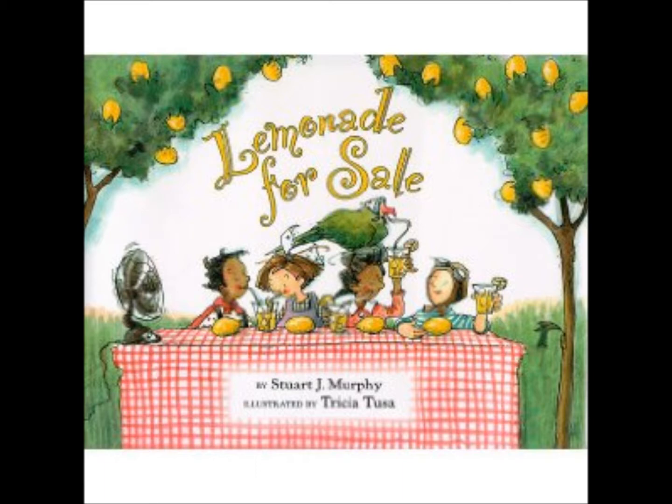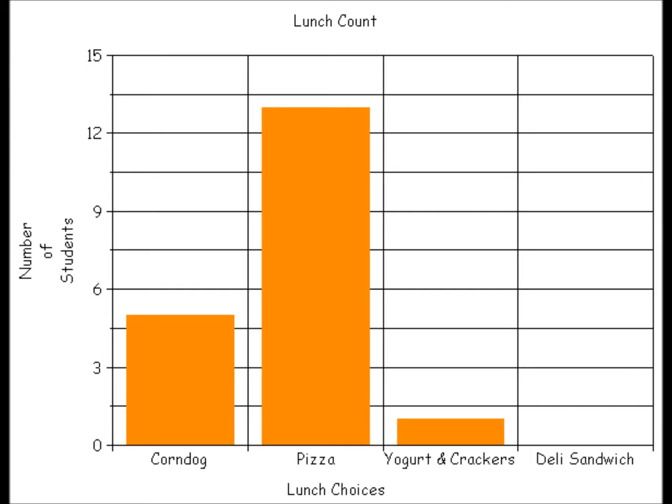We started out with Mrs. Olson reading a book called Lemonade for Sale. And this is a book about kids who work together during the summer to sell lemonade. And they graph their results and their sales on a bar graph. So that's a way for the kids to get interested in bar graphs, and to point out that we use bar graphs as a visual representation for information.